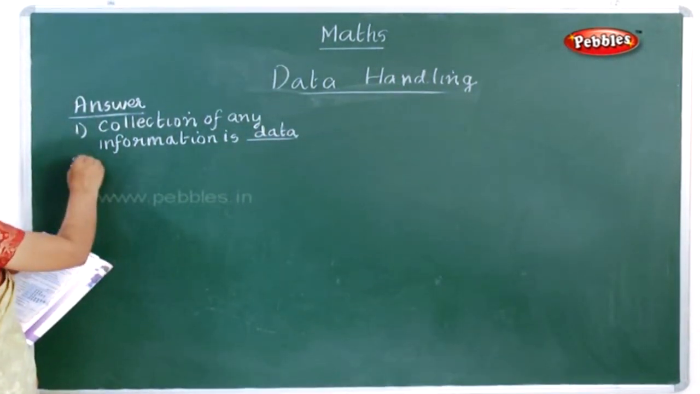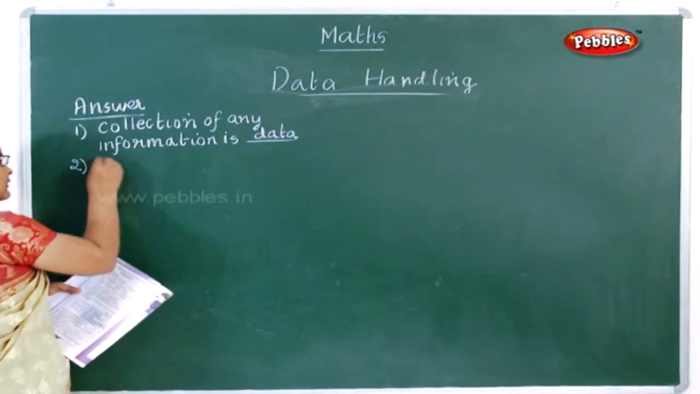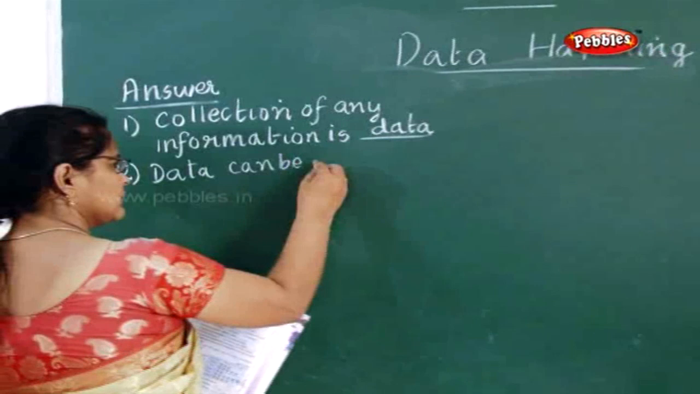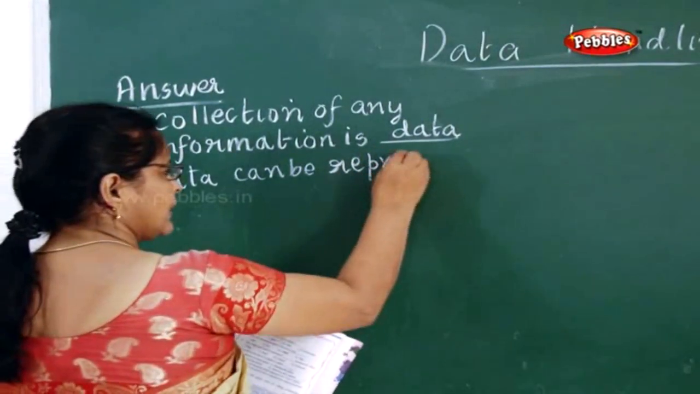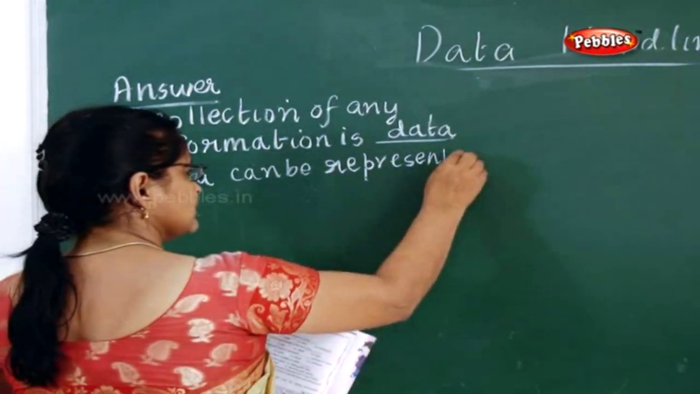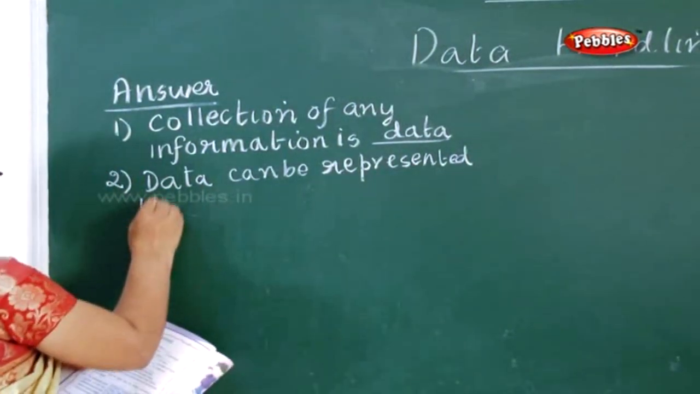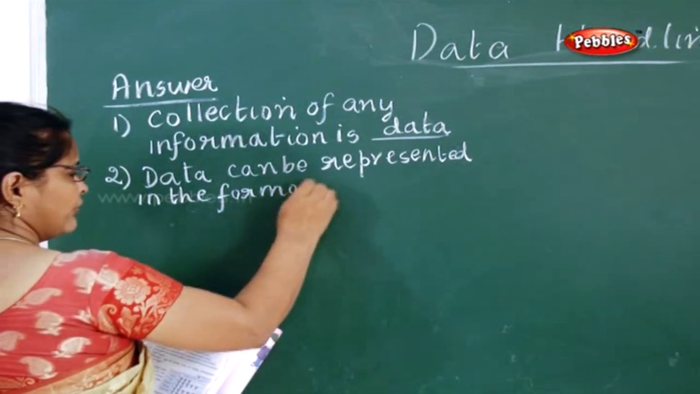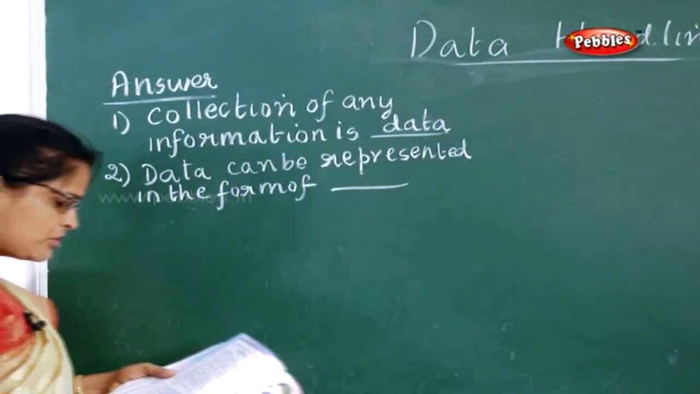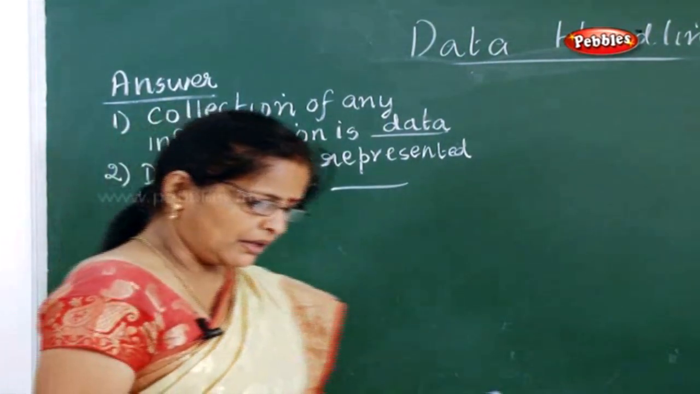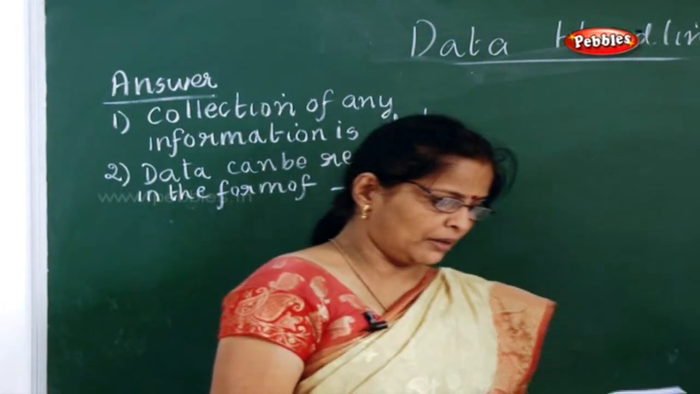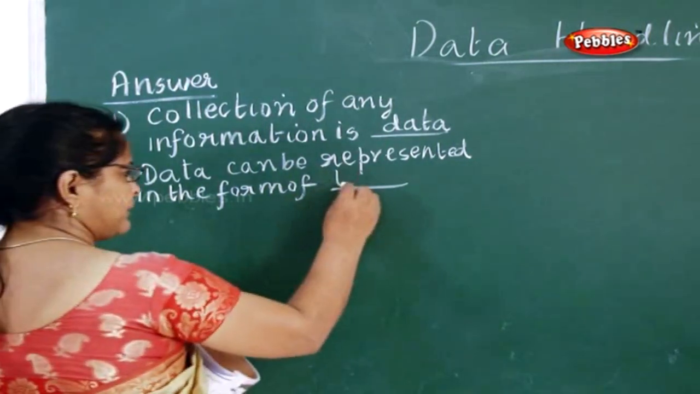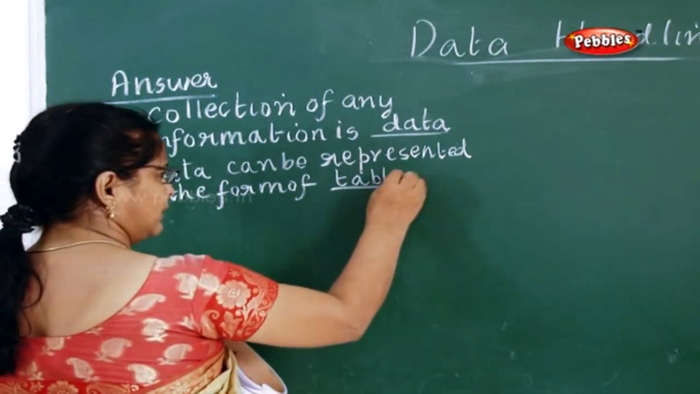Now what is the second question? Data can be represented in the form of dash. Now what are the options given? Tape, tile, table, trap. So in which form can data be represented? It can be represented in the form of table.